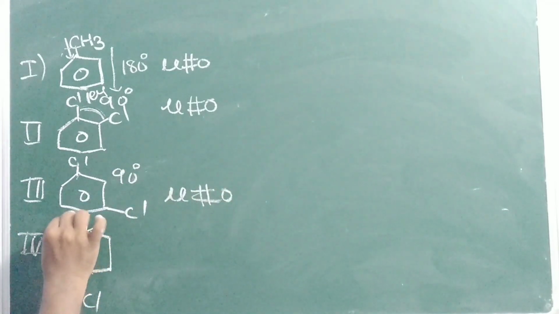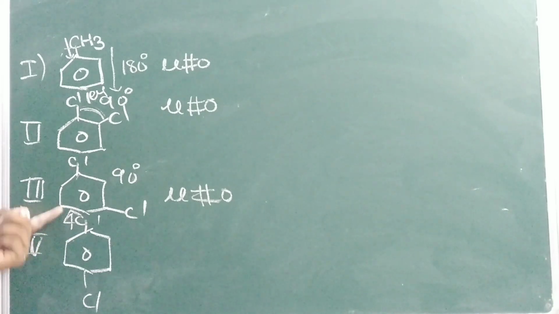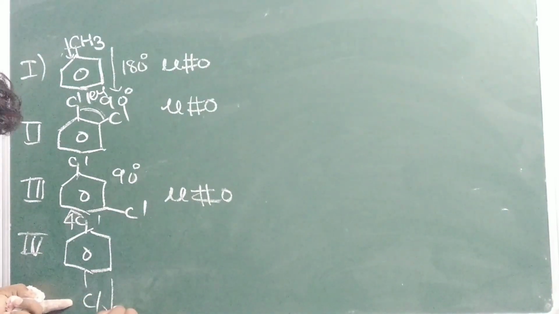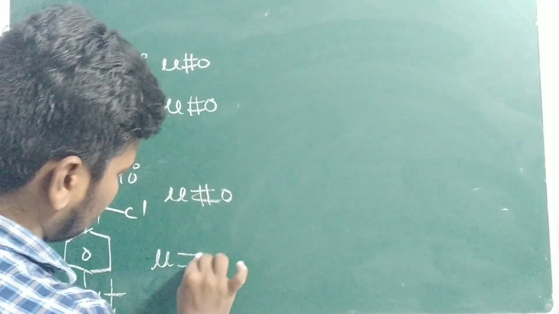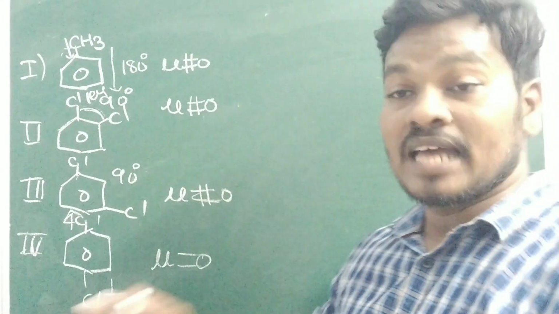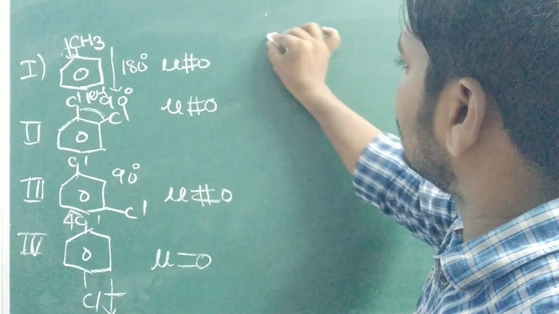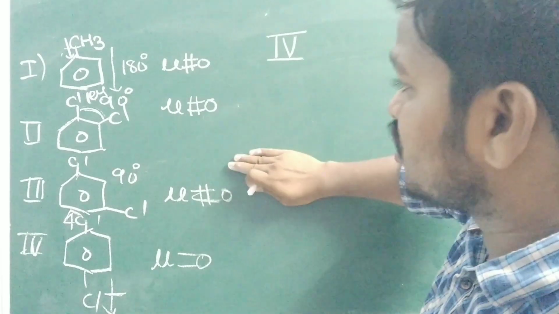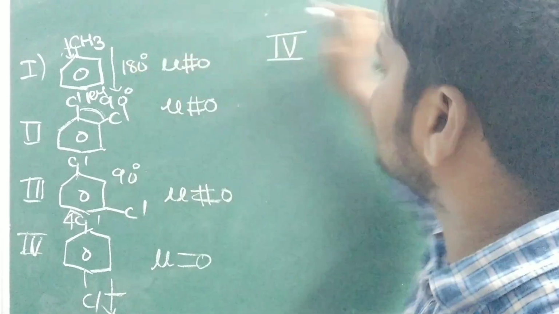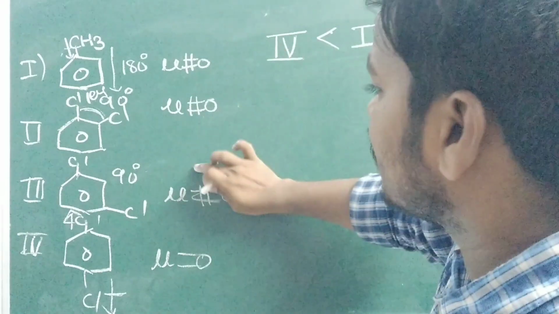Here you can see this is the upward direction, with the electron cloud towards the chlorine. Here also the electron cloud is towards the chlorine. Opposite directions will be there, so mu is equal to 0. By this we can say that the fourth one has the least dipole moment. Next, among these three, which has the less dipole moment? The first one has the less dipole moment, followed by the third one.